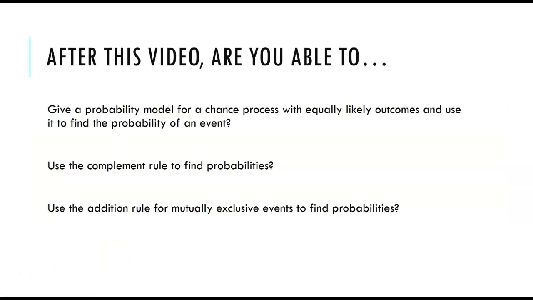So at this point, are you able to give a probability model for a chance process with equally likely outcomes and use it to find the probability of an event? Are you able to use the complement rule to find probabilities? And are you able to use the addition rule for mutually exclusive events? I would add an additional one here. Make sure you understand the concept of mutually exclusive and make sure you come to class ready to ask questions if you have concerns about any of these. See you in class.